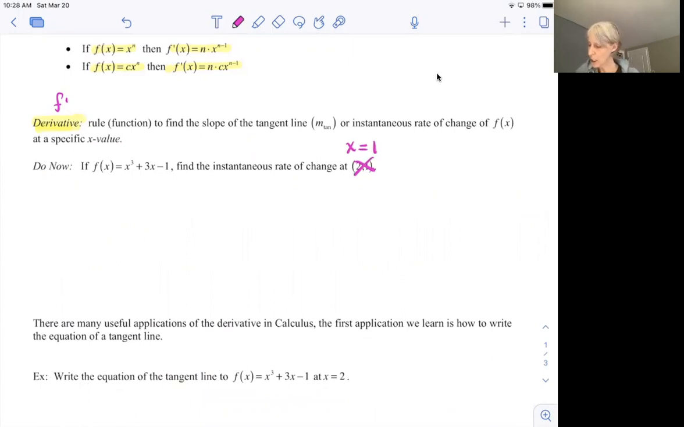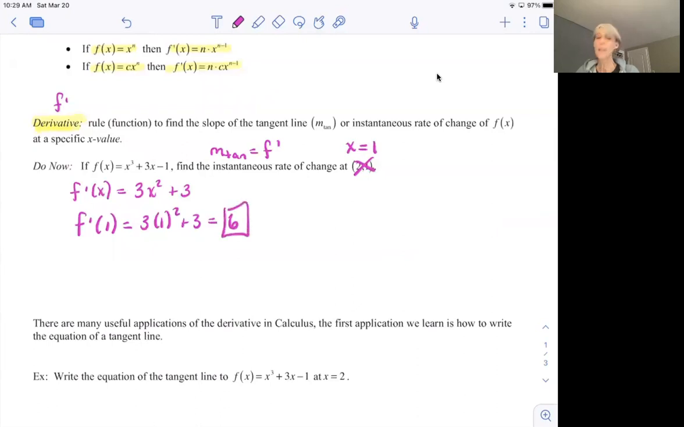So the instantaneous rate of change is the same thing as saying slope of the tangent, or f prime. So in order to plug into our tangent rule, our derivative, we have to first go back over to our function, find the derivative of that function, which would be 3x squared plus 3. And then we're going to take that derivative, and to find the slope of the tangent line at that instant, we're going to plug 1 into our derivative. So basically, the slope of the tangent line at that specific x value is going to be 6.